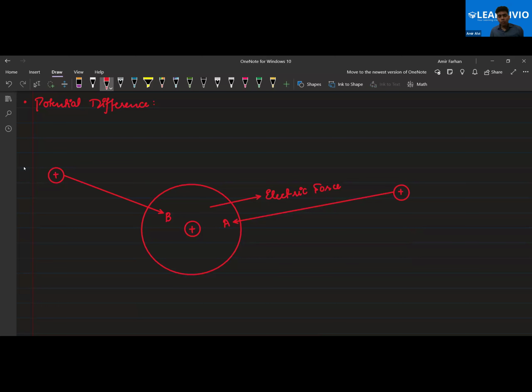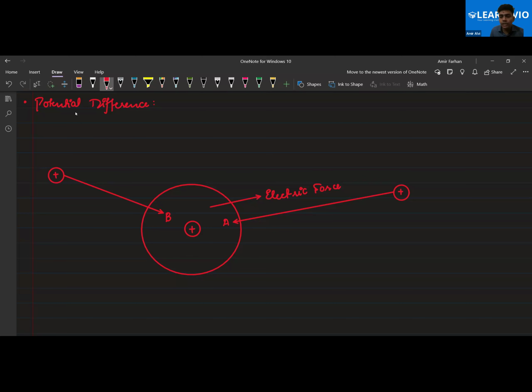Right, so now what is basically electric potential. Electric potential is the amount of work done in carrying the unit positive charge from one point to another point in that electric field region. It means that when you take your charge from A to B or B to A, it depends which one is at higher potential, right? So that work done is considered as a potential difference. And this potential difference, in other words, is also called voltage.